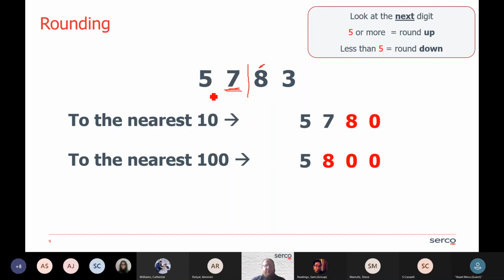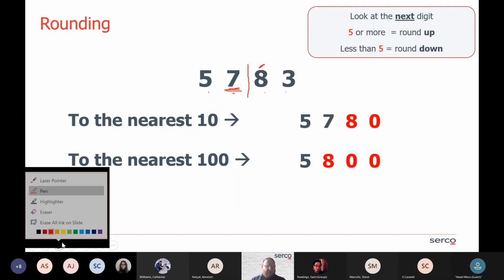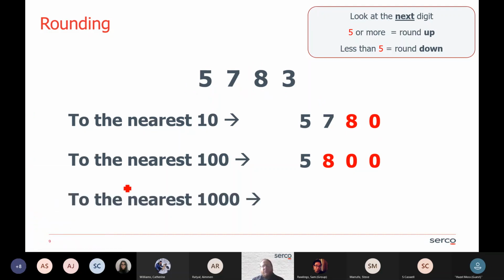And again, if we think about it, 5,783 is closer to 5,800 than it is to 5,700, which is why we round up. And then final example, if we want to round to the nearest 1,000, again, we're looking at our figure here. Our thousands figure is 5. Let's draw a line. The number after that line is 7, or 7 is more than 5, so we need to round up. So our nearest 1,000 figure is 6,000. And again, we're closer to 6,000 than we are to 5,000, so that makes sense.